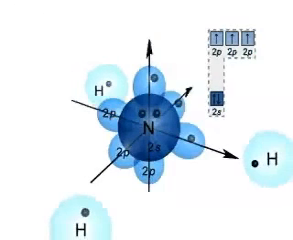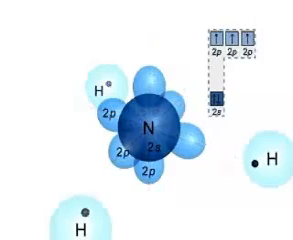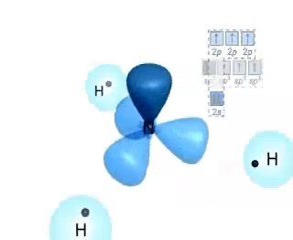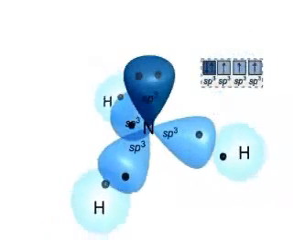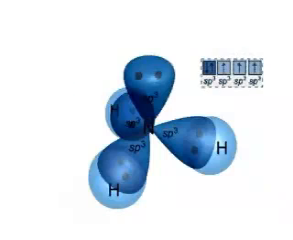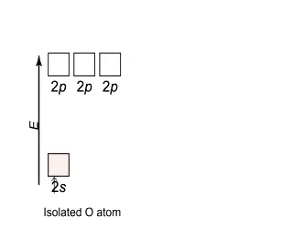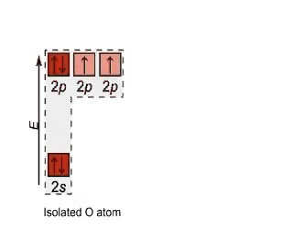One of the tetrahedrally oriented sp3 hybrids is filled with a lone pair, and the H atoms overlap the other three to form three N-H bonds. In the case of water, with its V shape, the model proposes a situation similar to that for ammonia.